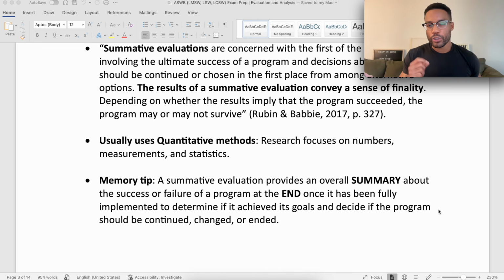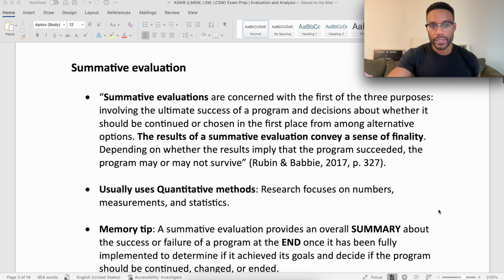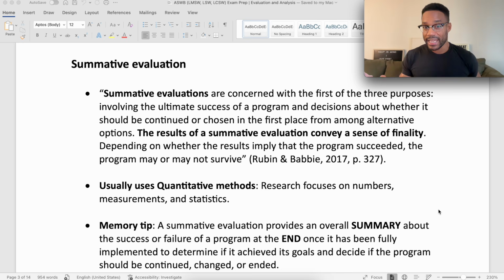Summative evaluation usually uses quantitative methods, and quantity is number. Quantitative methods, research focuses on numbers, measurements, and statistics. And a memory tip: a summative evaluation provides an overall summary about the success or failure of a program at the end, once it has been fully implemented, to determine if it achieved its goals and decide if the program should be continued, changed, or ended. So, summative evaluation, the end, a summary of the entire thing. So keep that in mind.